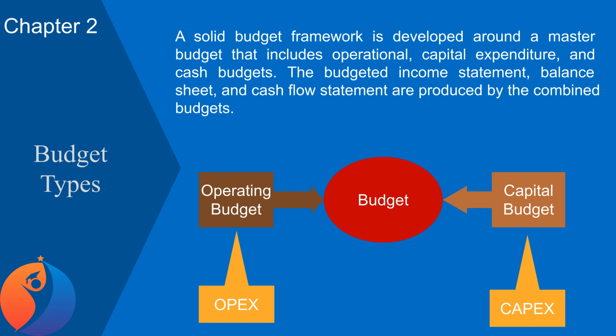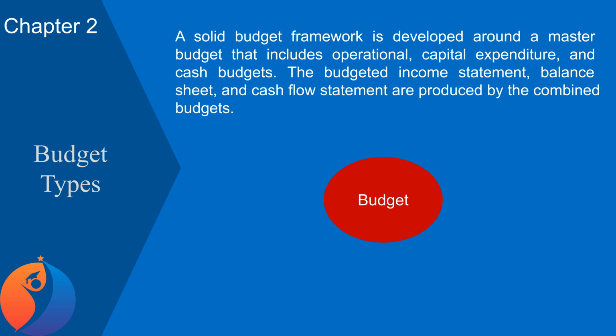A solid budget framework is developed around a master budget that includes operational, capital expenditure, and cash budgets. The budgeted income statement, balance sheet, and cash flow statement are produced by the combined budgets. Budget. A business budget is a spending plan for your business based on your income and expenses. It identifies your available capital, estimates your spending, and helps you predict revenue. A budget can help you plan your business activities and can act as a yardstick for setting up financial goals.